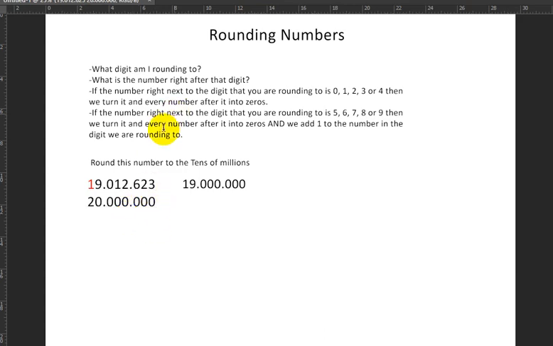Now, why do we do this? Why do we add this 1, whereas in the other case, we just turn the number and everything after it into 0? Well, basically, you need to think about it like this. Let's say I give you the number 38, right? And I ask you to round it to the tens, which is right here. What you're looking for is this number when you're rounding. So let's just turn this red.